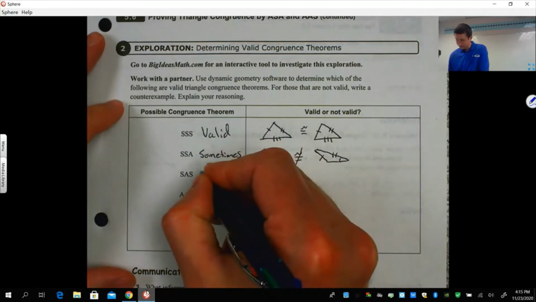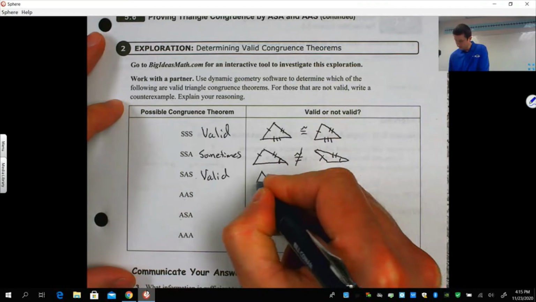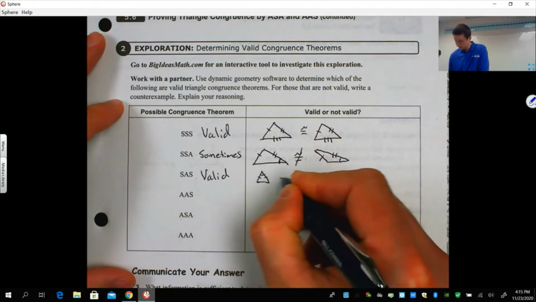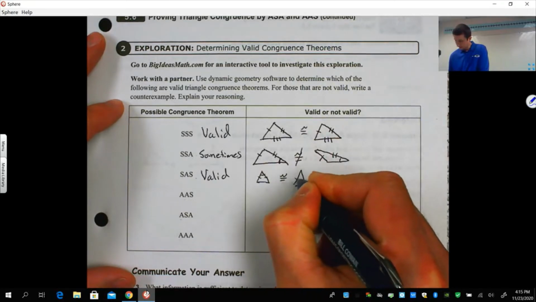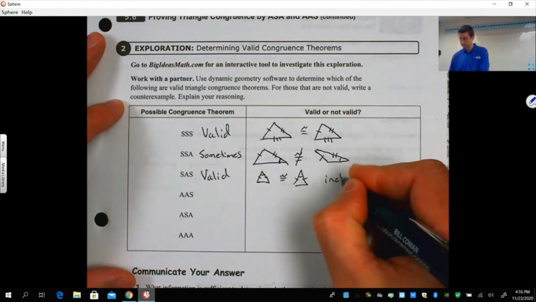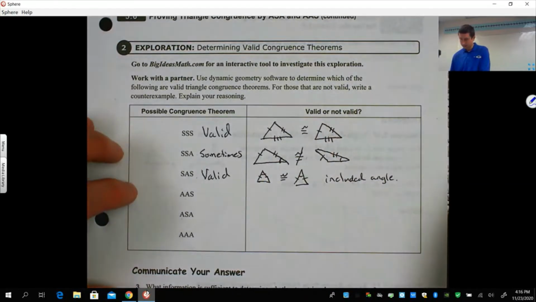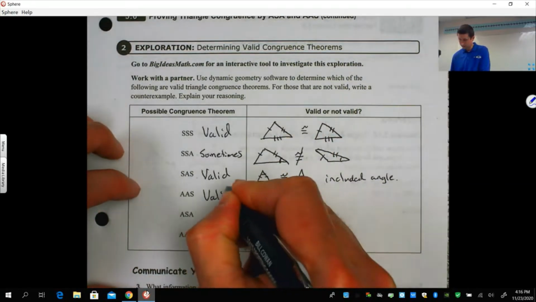Side angle side, that is valid. That's okay. Side angle side. So that is an included angle. The angle is in there. Included angle. Angle, angle, side. That is valid. We can use that.